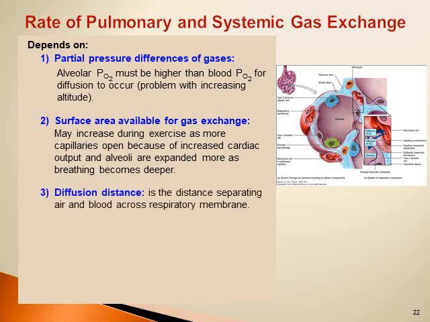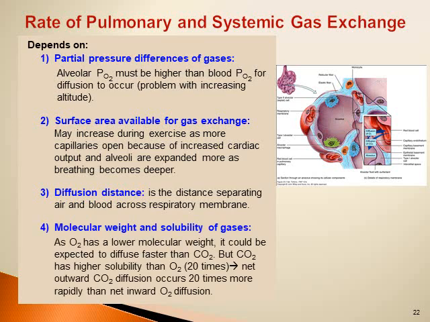The diffusion distance is the other factor that affects the pulmonary as well as the systemic gas exchange. In the pulmonary gas exchange, the diffusion distance is the thickness of the respiratory membrane. So the diffusion distance is the distance separating air and blood across the respiratory membrane that normally has a thickness of 0.5 micrometer.